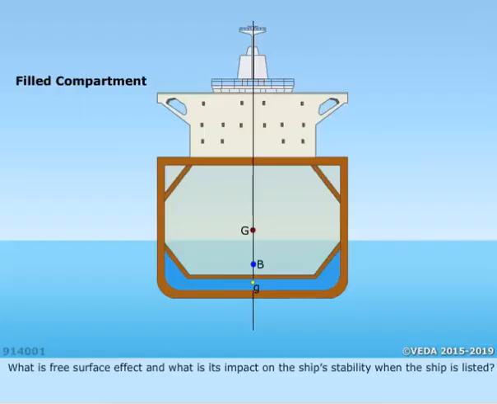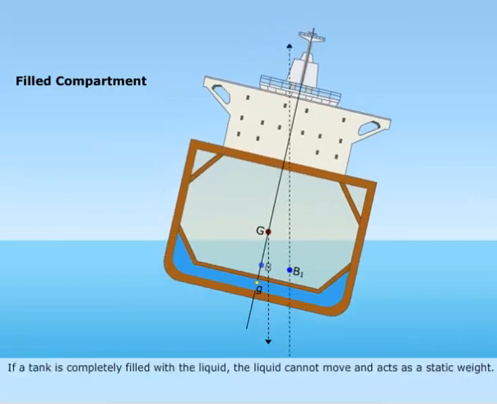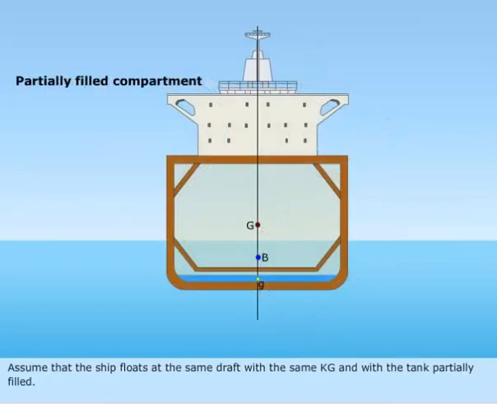What is free surface effect, and what is its impact on the ship's stability when the ship is listed? If a tank is completely filled with liquid, the liquid cannot move and acts as a static weight. So, the center of gravity of the ship remains unchanged. The graphic shows the listed ship when the tank is filled with liquid. Assume that the ship floats at the same draft with the same KG with the tank partially filled.